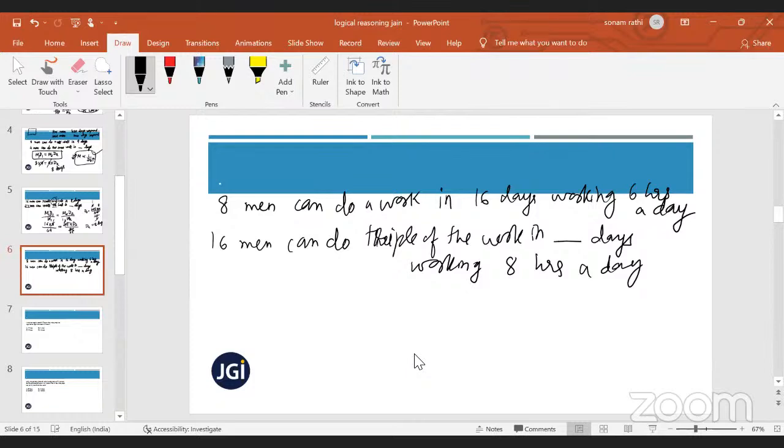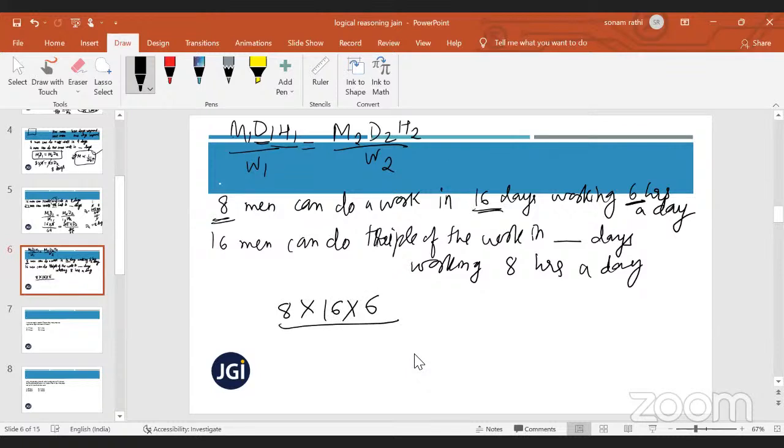Okay. So now your formula is M1 D1 upon W1 equals M2 D2 upon W2. This was your formula earlier. Now you introduce hours also, so H1 and H2. So 8 men, this is 8. Days how much? 16. Hours 6. Upon work: do a work. So 1, because the number is not given, so I will take 1.